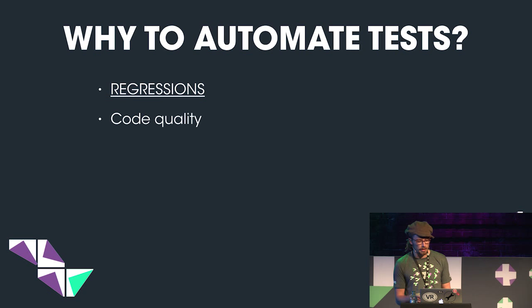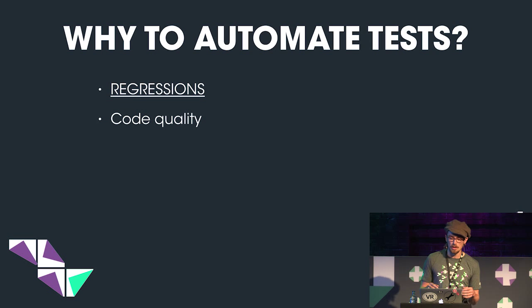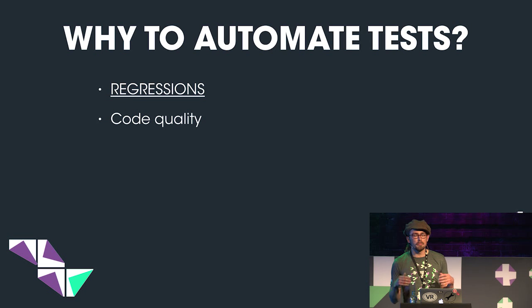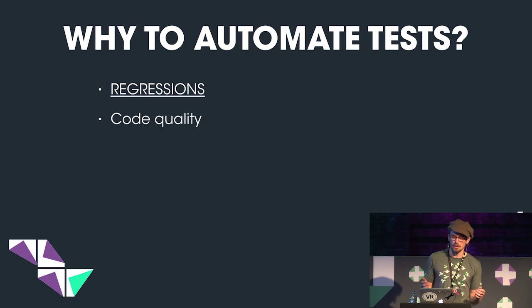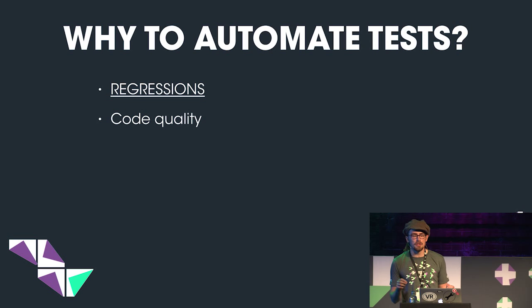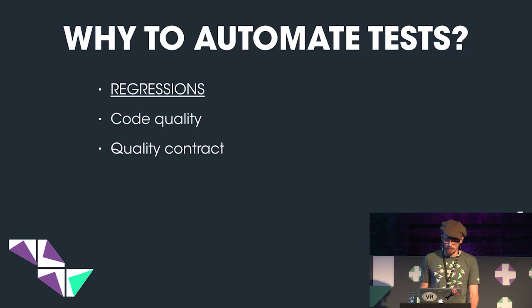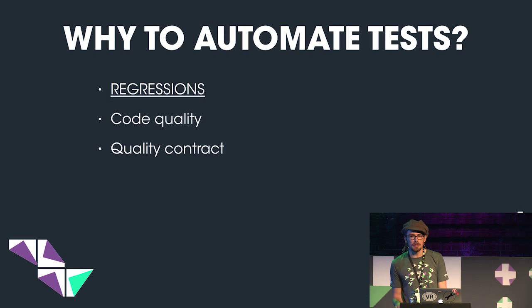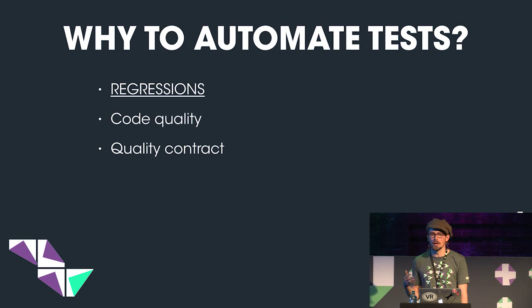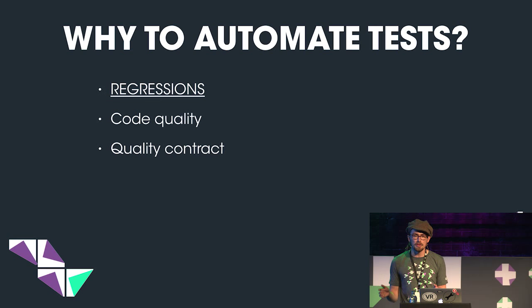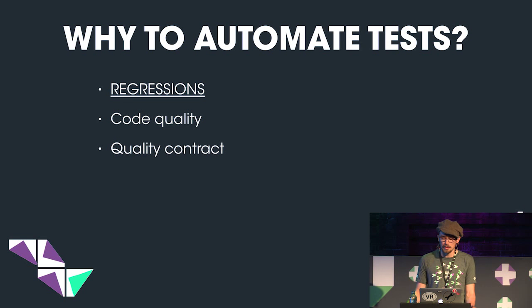But besides regressions, there are several other things that come along with test automation. One of them is code quality, because when you write automated tests, you're kind of forced to properly architect your code so it gets properly isolated and decoupled, and in general, the quality of your code rises. For me personally, another important thing is something I call the quality contract. It's a way for me to assure other people that the code I write works as expected. If someone else, maybe from my team, maybe from another team in my company, picks up my code, he can be certain that the code I wrote works as intended, at least as the tests show it's supposed to work.